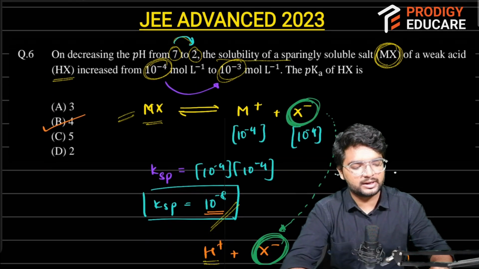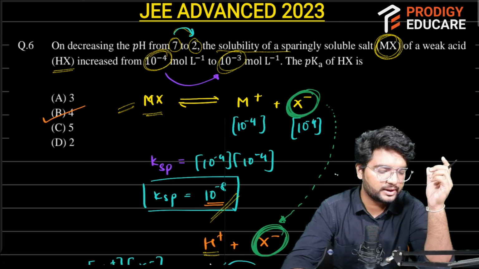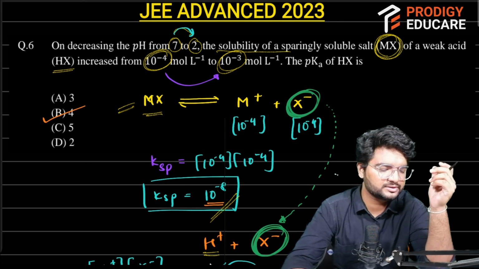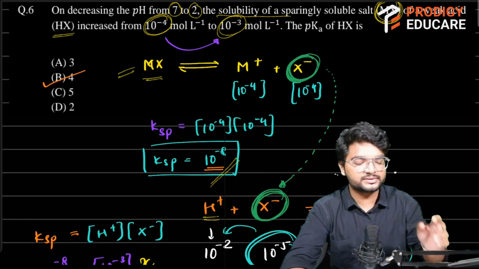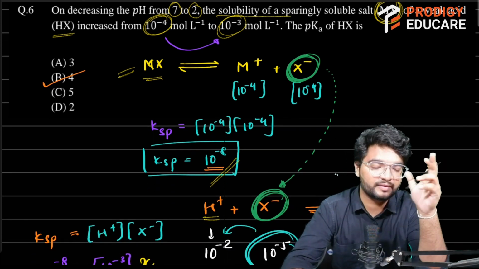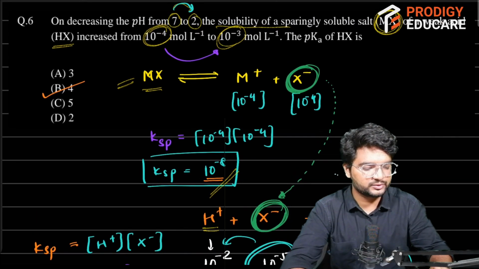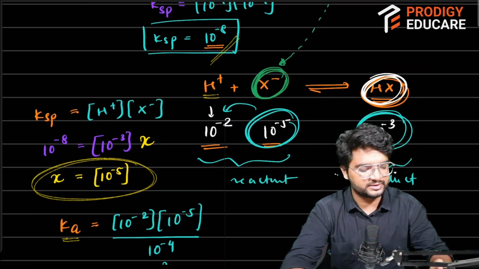It was a very small question, quite an easy question. It's pretty easy to understand. We just have to consider the solubility and solubility product values correctly. And by using those concepts, it will be very easy to solve these types of questions.